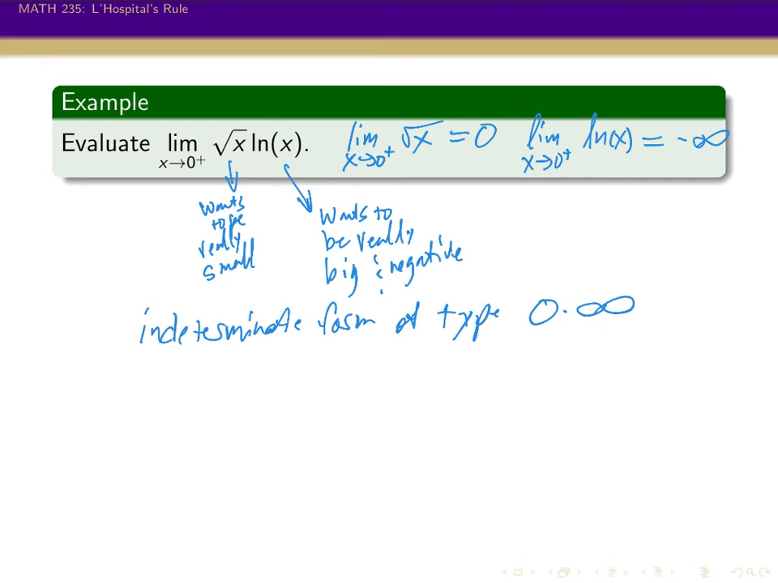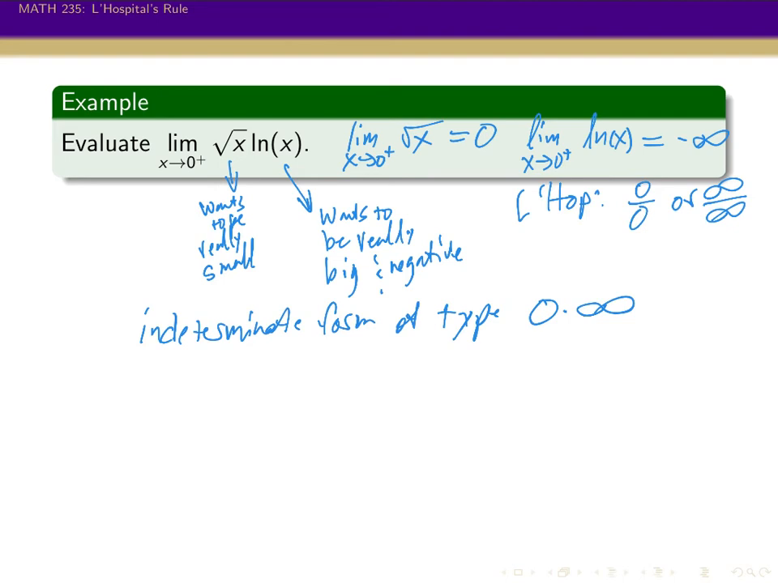Now, if you recall, for L'Hopital's rule, we need either 0 over 0 or infinity over infinity. L'Hopital's rule works specifically with ratios of functions. Right now we have a product of functions, and while it's an indeterminate form, it's not a ratio. And so how can we apply L'Hopital's rule here? Well, we're going to have to take this product and rewrite it as a ratio in some way. So instead of multiplying by one of these functions, we're going to be dividing by its reciprocal.